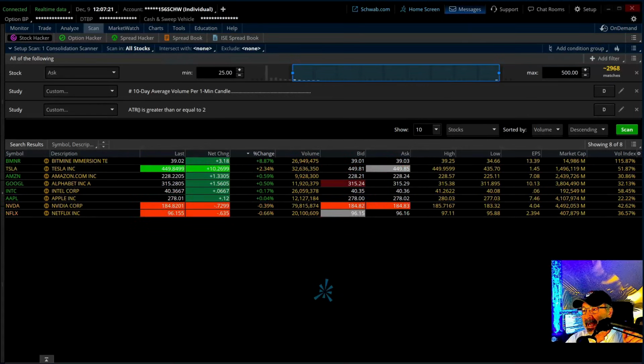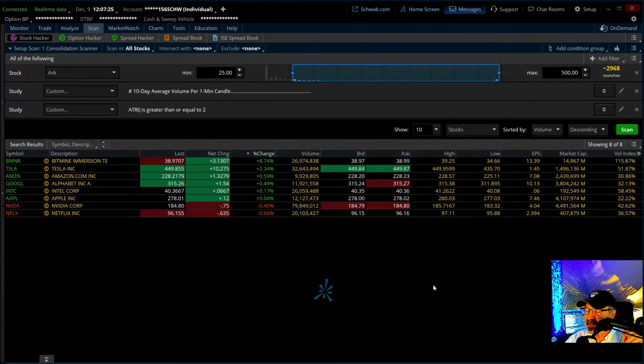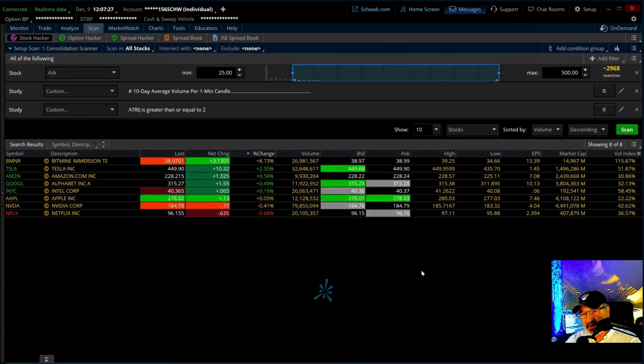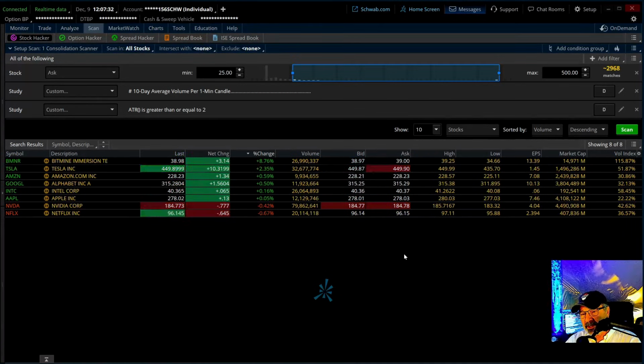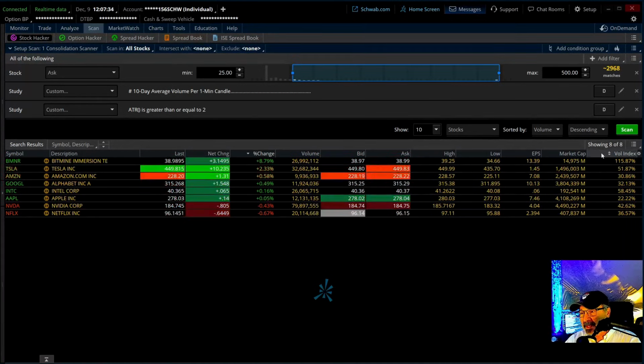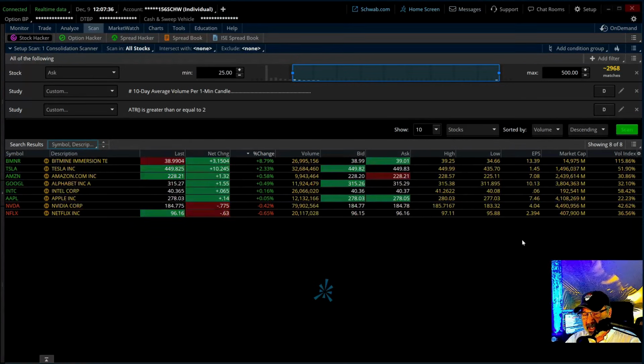Okay, so welcome back, guys. I do have 6 screens here, and basically we're going to do the scanners first, okay? And then I'm going to show you what they look like on a chart as we find them. So this one right now is the scanner that's called the consolidation scanner.